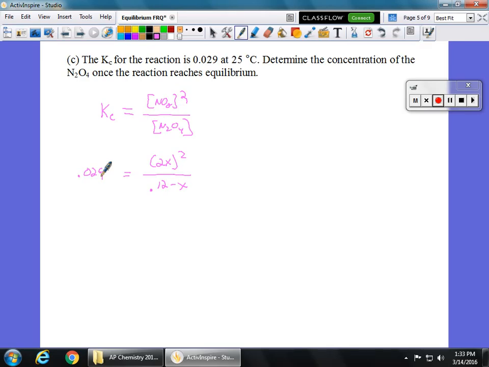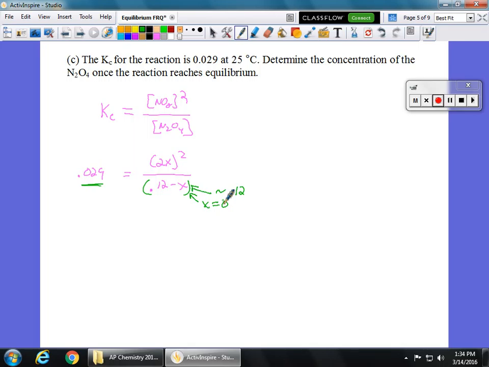Now, instead of going through and using the quadratic equation, if we look at this expression, there's an easier way. This value here, because of our equilibrium constant, is not very large. This x in the bottom part of our equilibrium expression is going to be small. So the quantity 0.12 minus x is going to be approximately equal to 0.12. So we can set this x on the bottom and just say x is equal to 0. It's going to be an estimate. It's not going to be 0. It's going to be some positive number, but it's going to be close to 0.